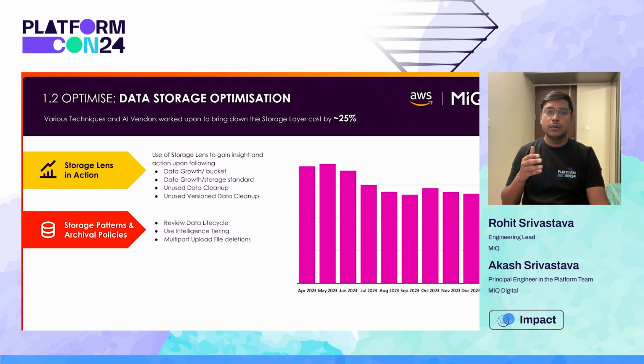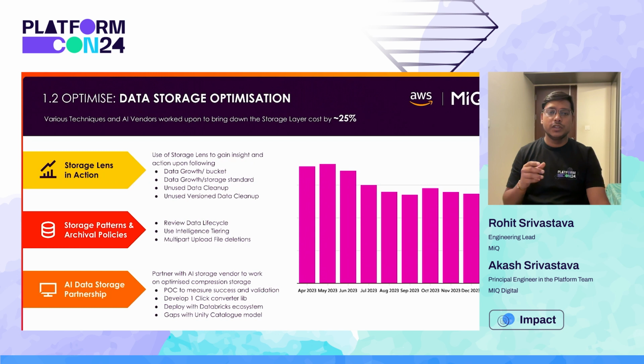Next, we regularly review our storage patterns and add archival policies. We look at all of our buckets and how that data is being stored and then add lifecycle policies. At the same time, we add intelligent tiering to make sure the data that is less frequently accessed is moved to cold storage tiers, and then cleaning up all of our multi-part uploads.